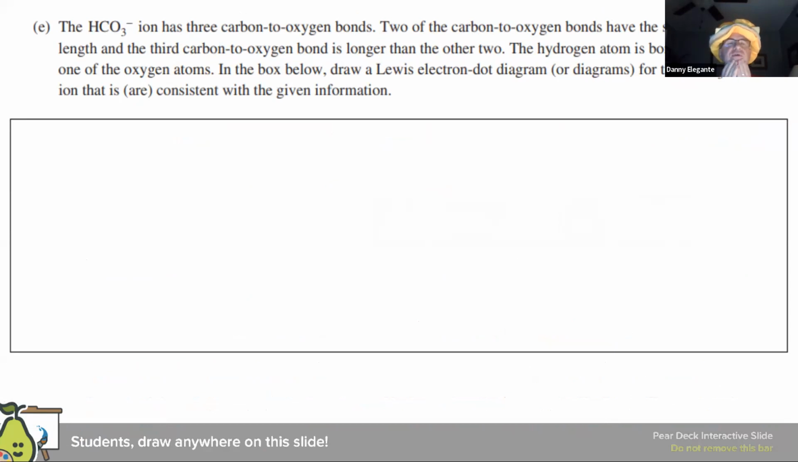So the HCO3 ion has 3 carbon to oxygen bonds. 2 of them have the same length, and the third carbon to oxygen bond is longer than the other 2. The hydrogen is bonded to one of the oxygen atoms. Draw a Lewis electron dot diagram or diagrams for the bicarbonate ion that is consistent with the given information.